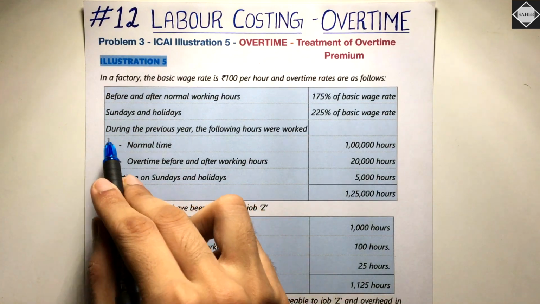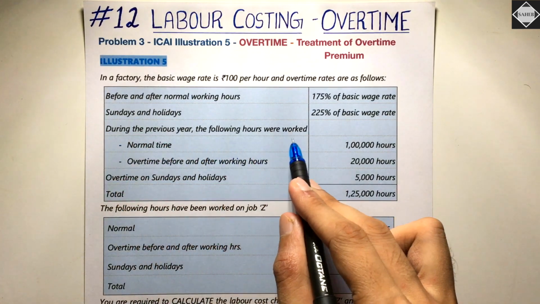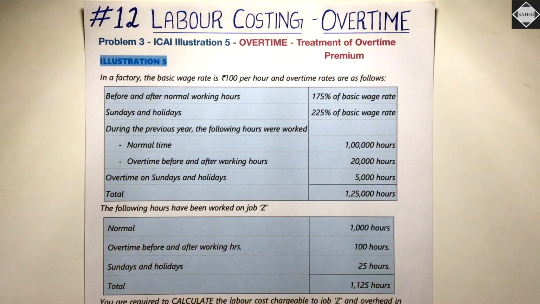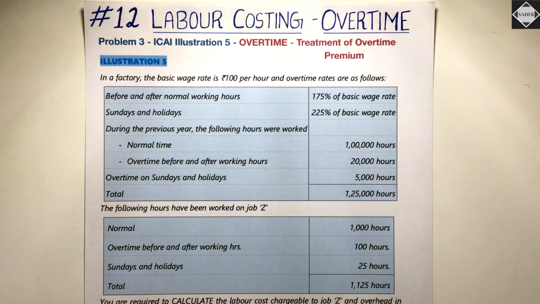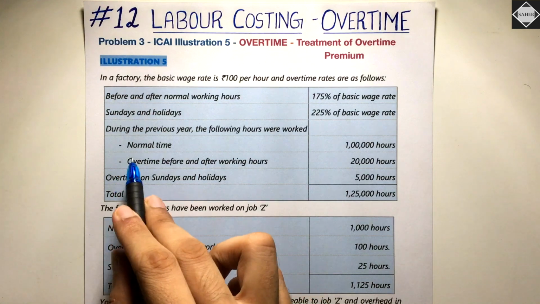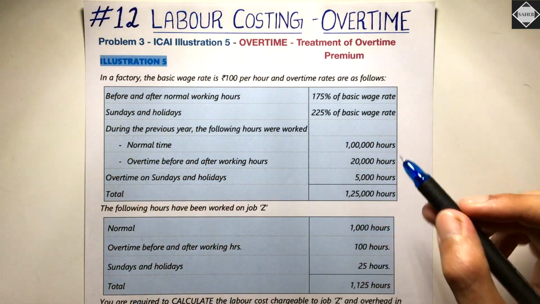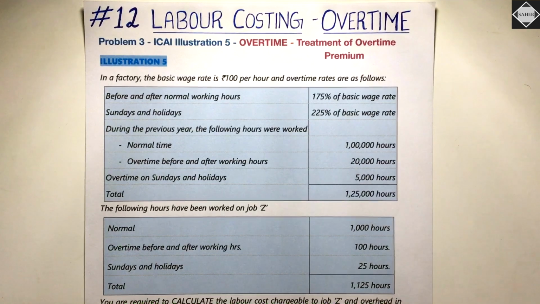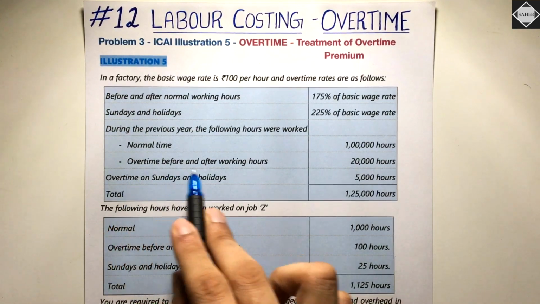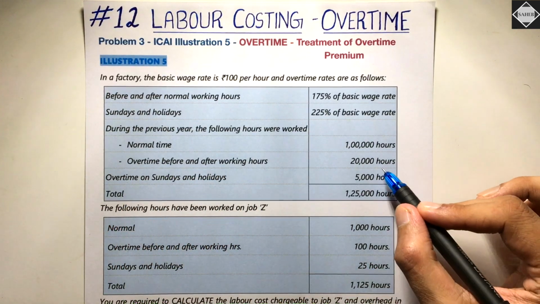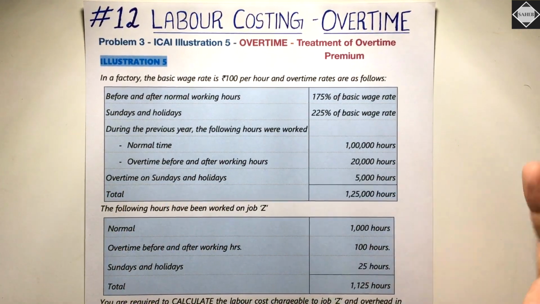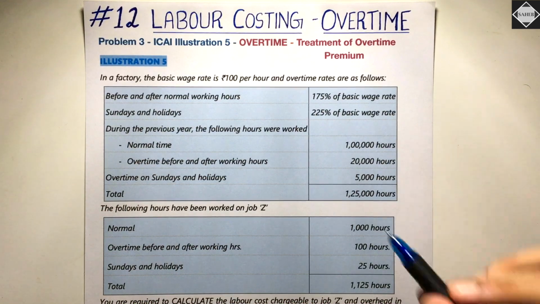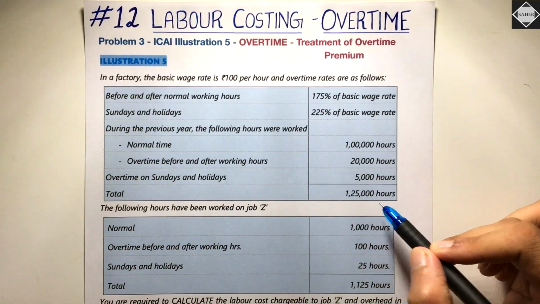Then they are saying during the previous year the following hours were worked. Previous year data is given. Now you will wonder why previous year data is given. It's really simple, it's for the calculation of something. We'll see, don't worry. They have given us normal time in the previous year as 1 lakh hours, that is 100,000 hours, then overtime before and after working hours were 20,000 hours, and then overtime on Sundays and holidays were 5,000 hours in the previous year. In total that is 1,25,000 hours.